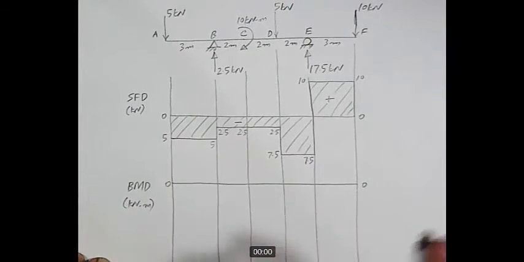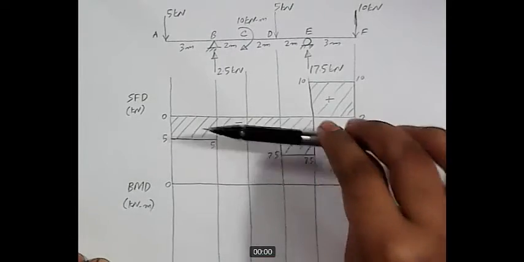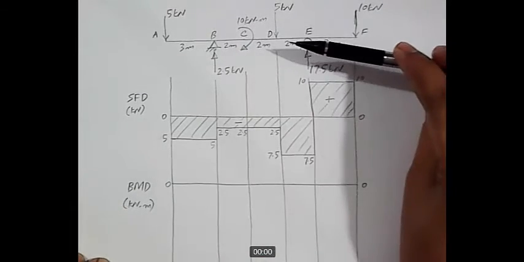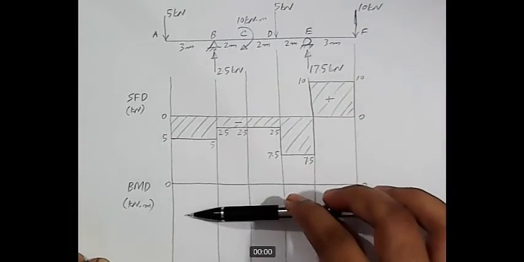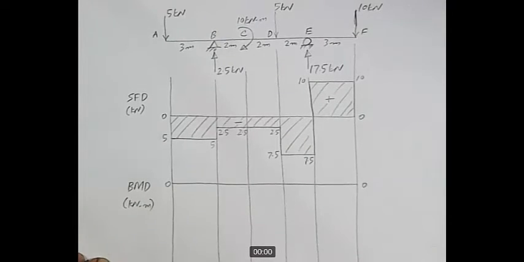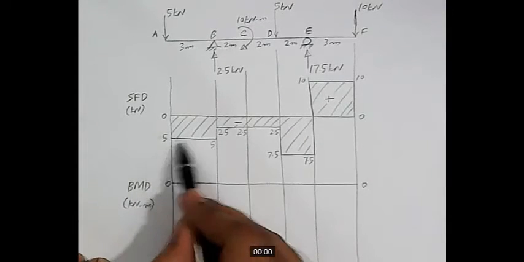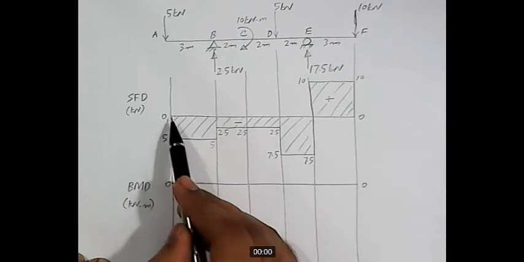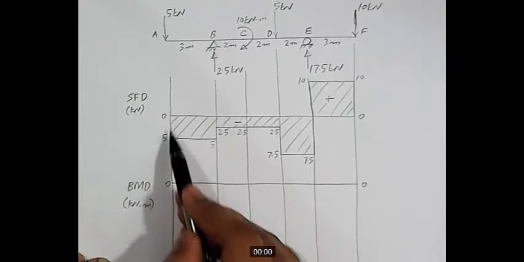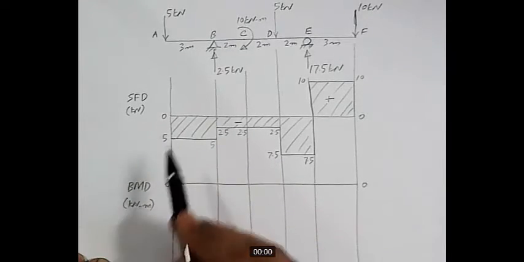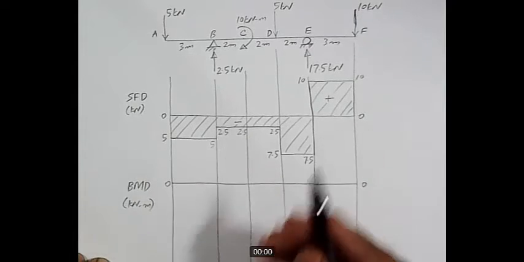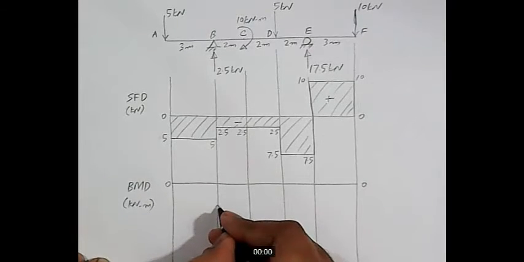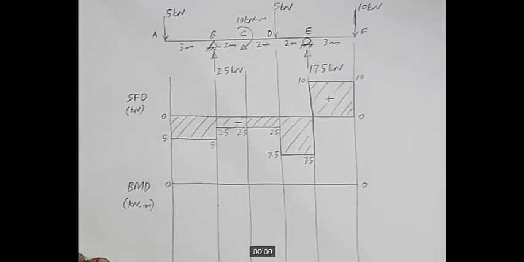Just to make it clear, when we draw SFD, we look at the applied loads, and when we draw BMD, we look at the SFD. So how much is this area? 5 into 3. This horizontal dimension is 3 and the vertical dimension is 5, right? So 3 into 5, 15. It means the value of bending moment at this point, at point B, is 15.